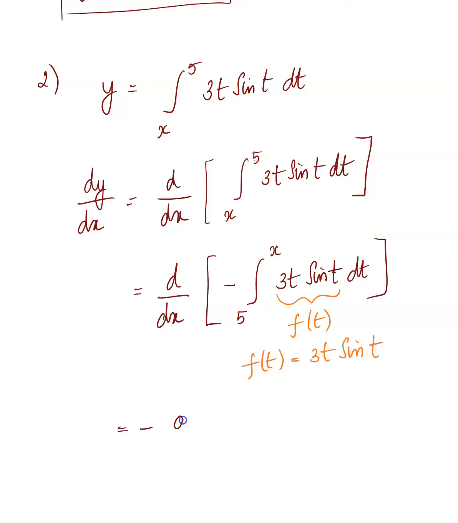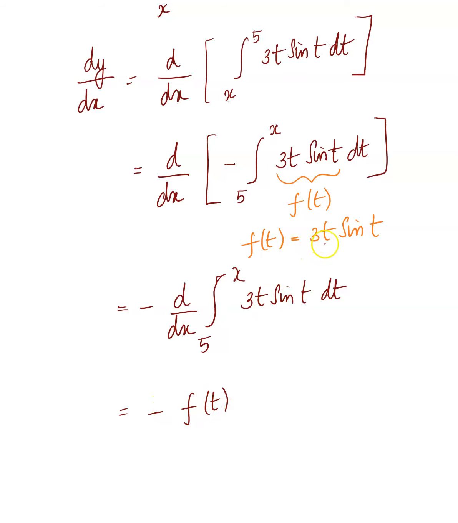That's going to be negative d over dx of the integral from 5 to x of 3t sine t dt. That's going to be negative f of t. F of t is 3t sine t, but the formula says it's f of x, so in the place of t we plug in x. So that's going to be negative 3x sine x.